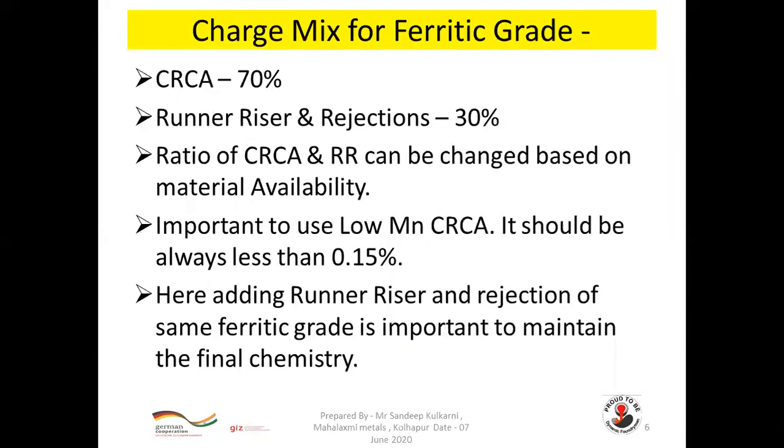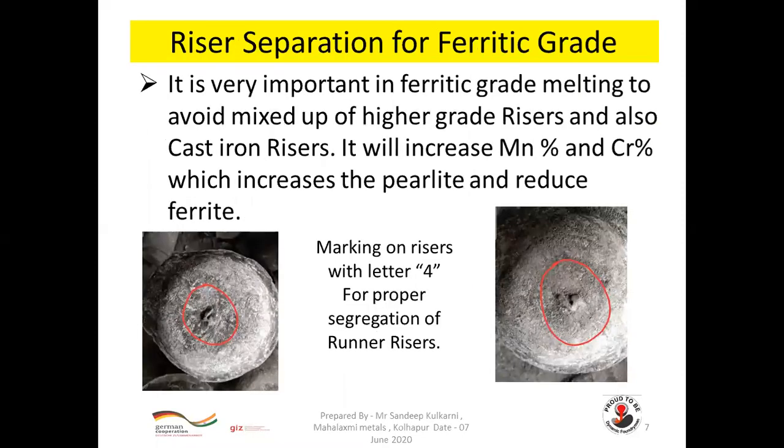Charge mix for ferritic grade: CRCA 70%, runner riser and rejections 30%. Here the ratio of CRCA and runner riser can be changed based on material availability. It is important to use low manganese CRCA, as it should always be less than 0.15%. Here adding runner riser and rejections of the same ferritic grade is important to maintain the final chemistry and to achieve the desired matrix.